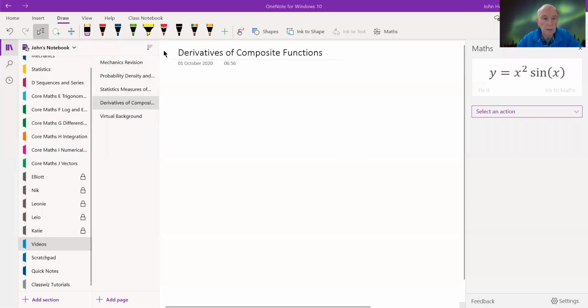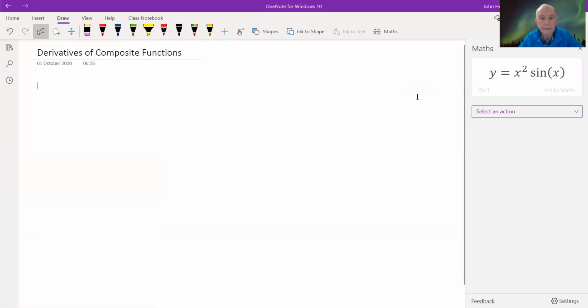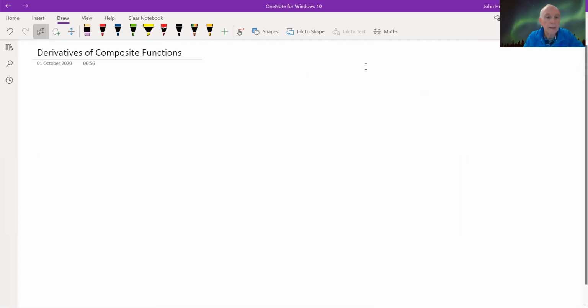Okay, up in the Arctic Circle again, this time to talk about the differentiation, the derivatives of composite functions. So we can just go straight in. I'll share my screen. I'm going to the notebook, and here we go. So let's just clear one or two things down.